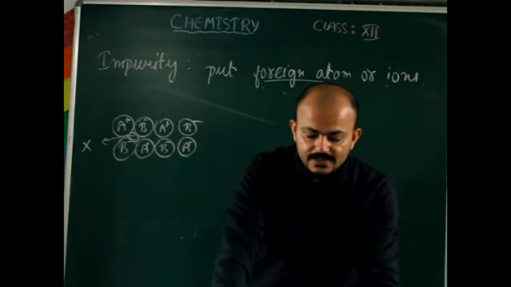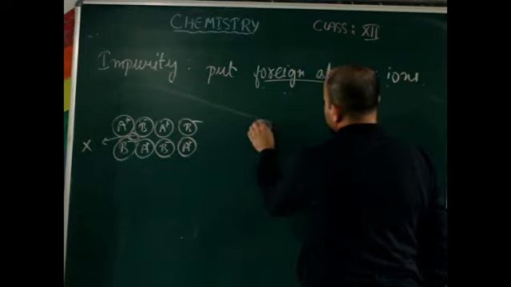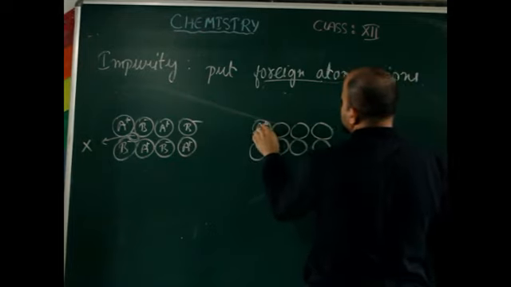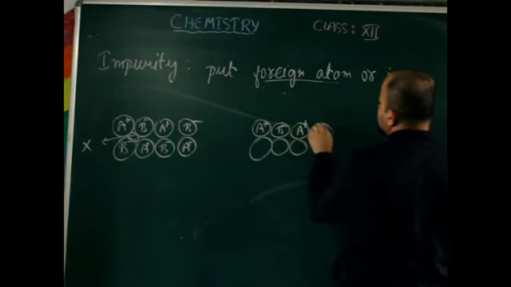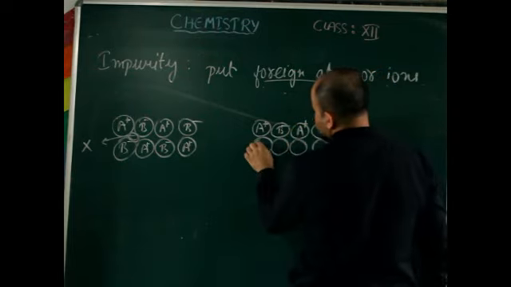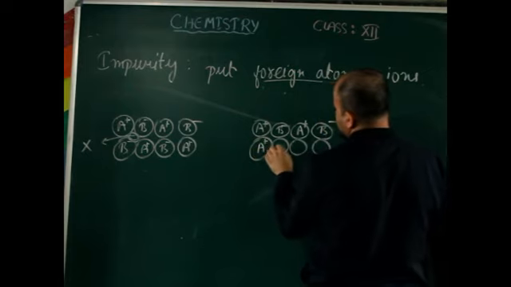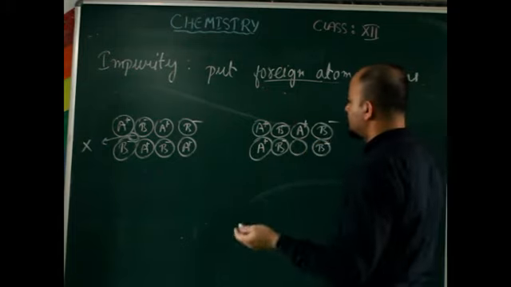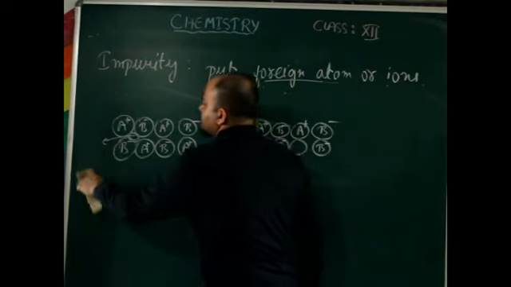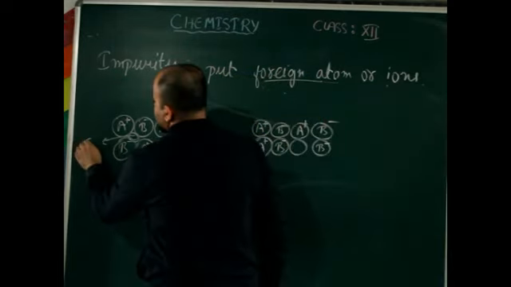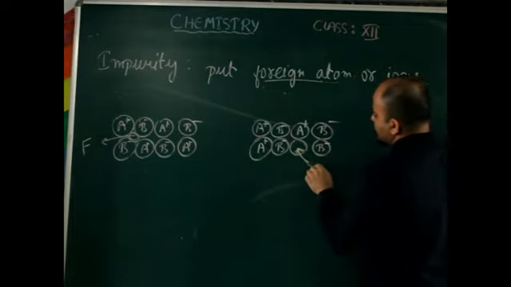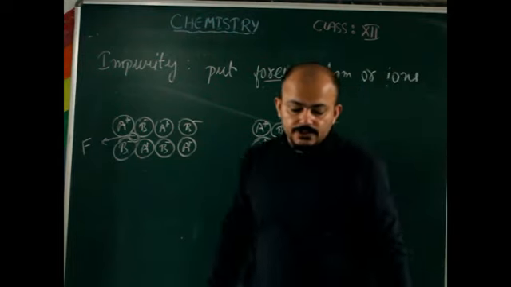Now there is another type of defect also. In case the impurity atom occupies a vacant lattice site, we get a substitutional solid solution. Suppose you have this system where we have A positive, B negative, A positive, B negative, A positive, B negative. Now this is vacant, and say this is B negative. If the foreign particle, instead of X, I write F, comes and occupies this vacant site, then that is known as substitutional solid solution.